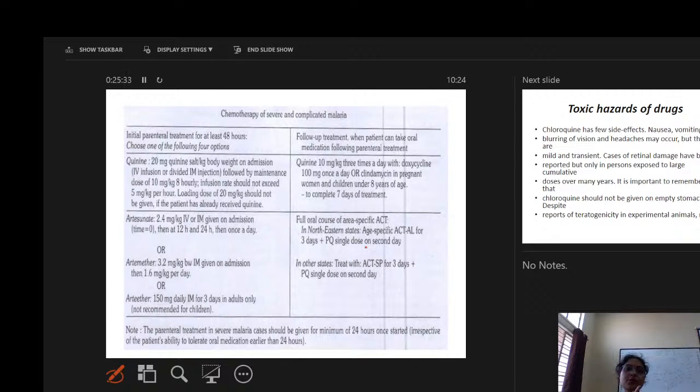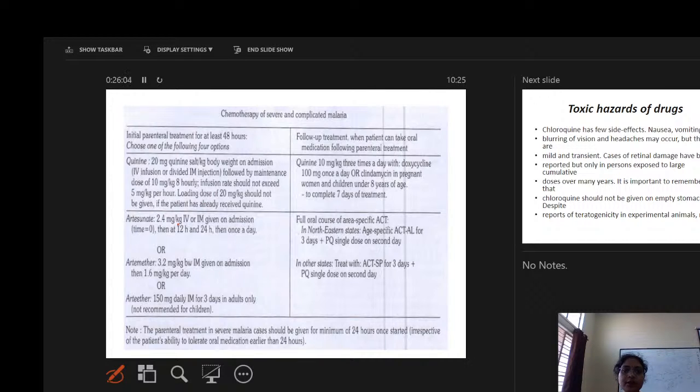Okay, now coming to the chemotherapy of severe and complicated malaria. Initial parenteral treatment for at least 48 hours. Choose one of the following four options. Quinine, 20 mg quinine salt per kg body weight on admission, IV infusion or divided IM injection, followed by maintenance dose of 10 mg per kg 8 hourly. Infusion rate should not exceed 5 mg per kg per hour. Loading dose of 20 mg per kg should not be given if the patient has already received quinine.